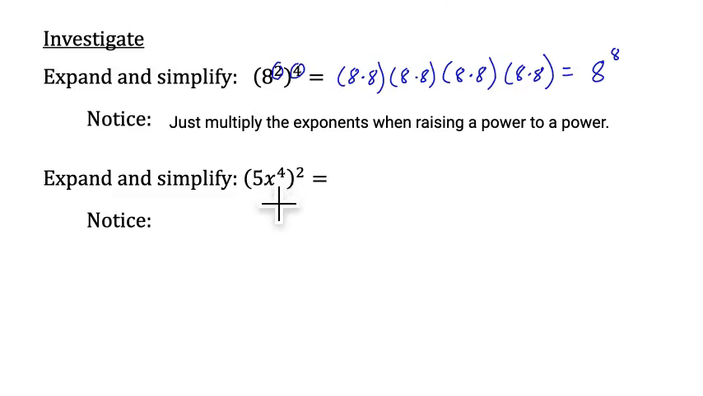Very closely related situation here. We do have a power to a power, but we have this 5, this coefficient, inside the parentheses. So let's go ahead and expand this out. So 5x to the 4th power, I'm going to write that out the long way. And then we're squaring it, so we're going to multiply that by itself.